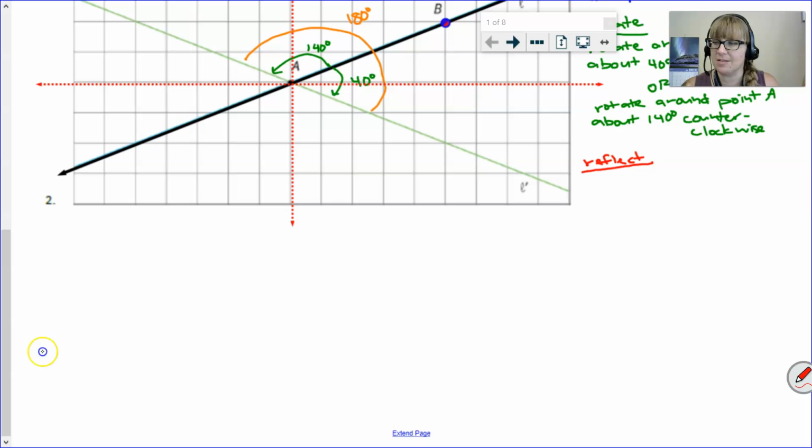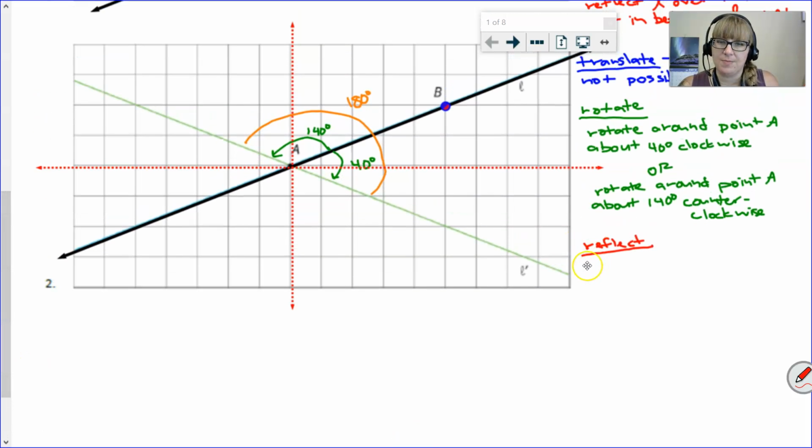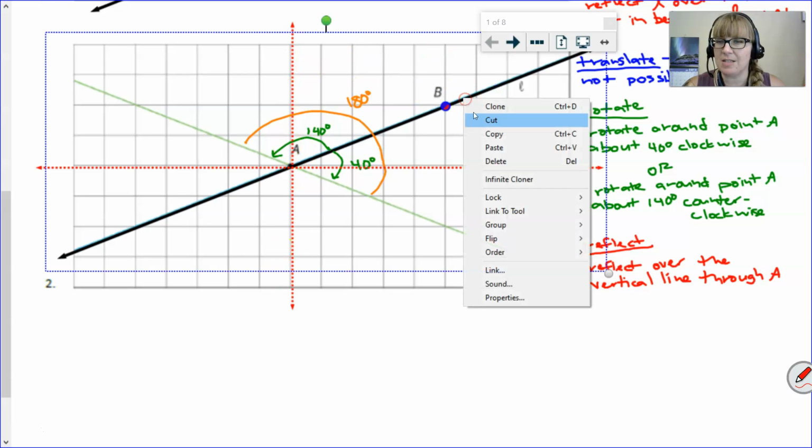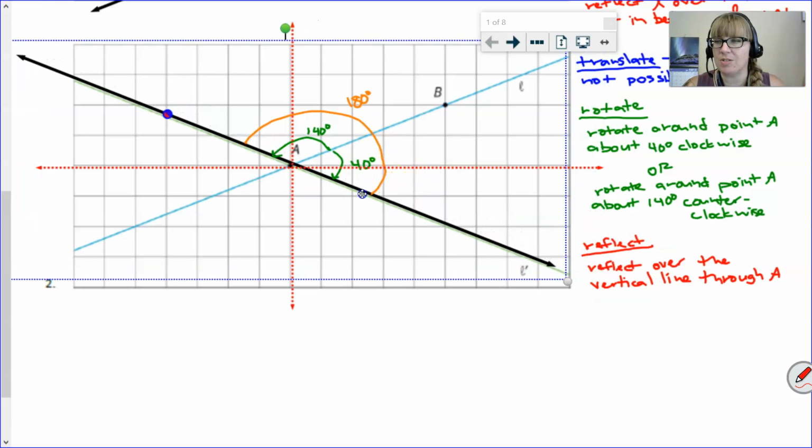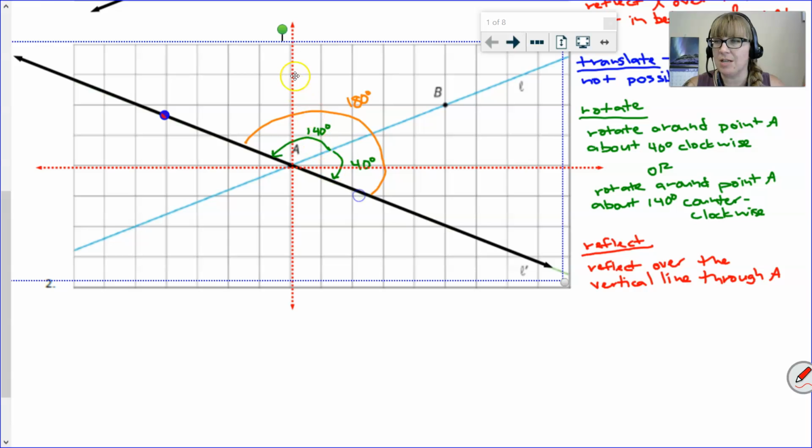So reflect over the vertical line that goes through A. Let me model that one first. Here's that vertical line that goes through A, so I can take this and flip it left and right. And again, remember, not geometry software, so it's not flipping it exactly the way that it should. But we can see that it does flip directly onto there.